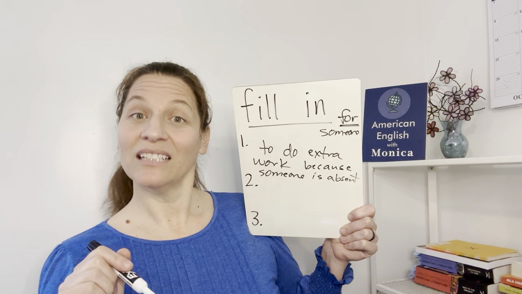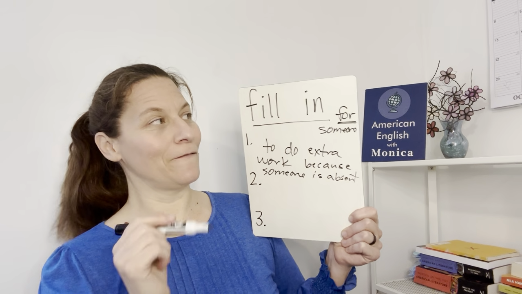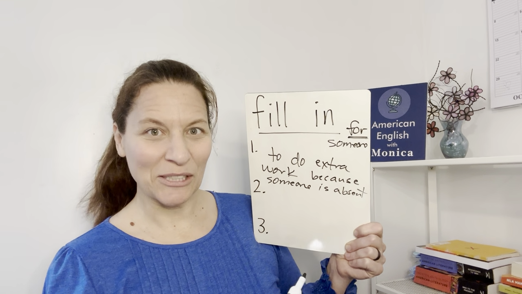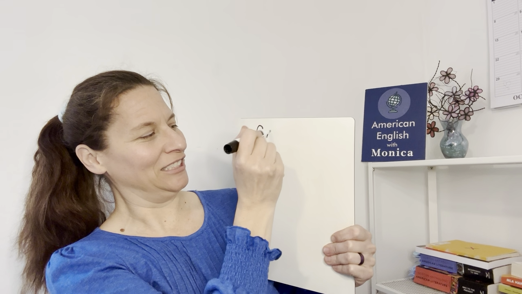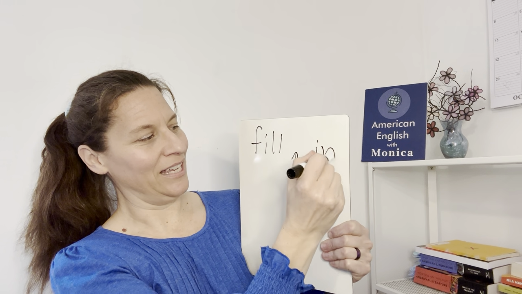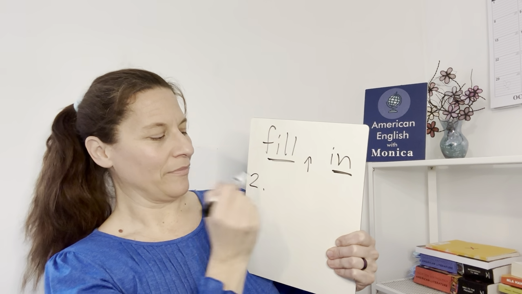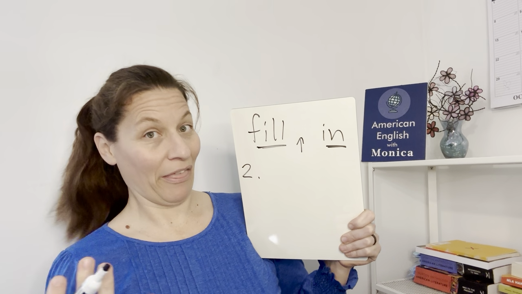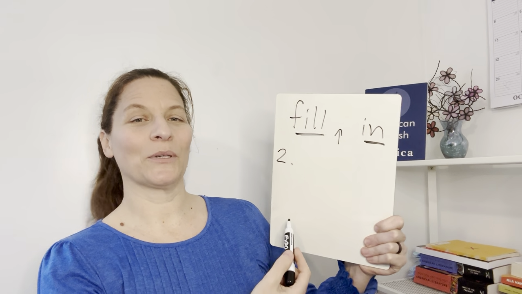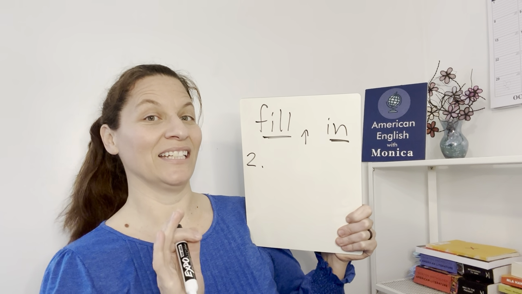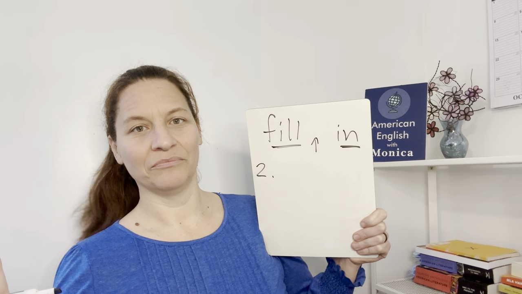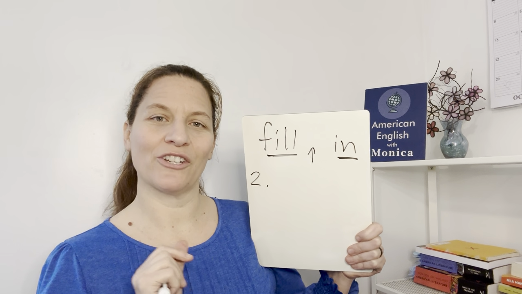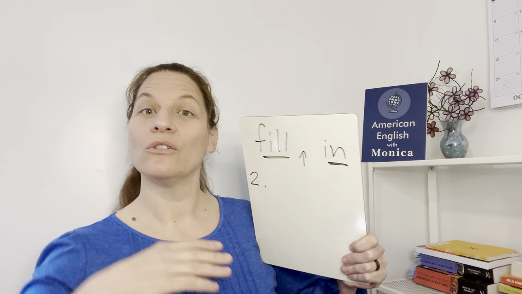The next meaning can be separated. You can fill something in. So let me do a different board for the next two meanings since we can separate. Fill something in. So the first meaning will be fill something in, and the next one will be to fill someone in. They're very different. When we fill something in, we're adding some information or some details so that it's complete.